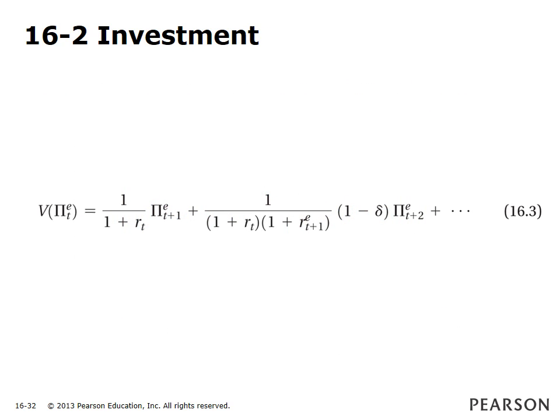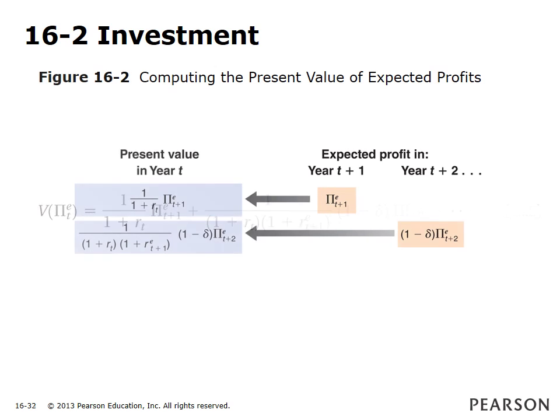Equation 16.3 shows the present value of expected profits of an investment depends on the expected profits and the expected real interest rates and the depreciation rate. Figure 16-2 shows how the present value of expected profits is calculated. In year 2, the machine depreciates by delta. Expected profit in year 2 is calculated by adjusting for depreciation of the machine.